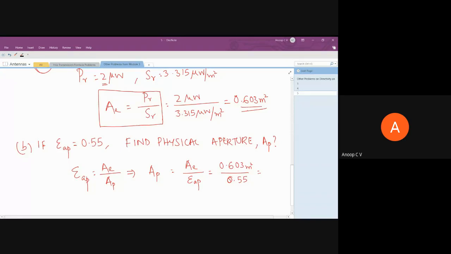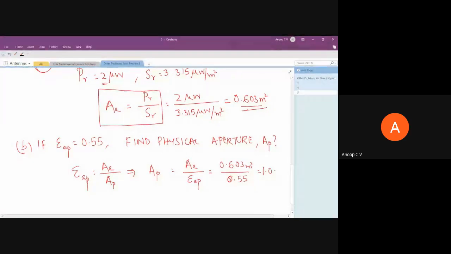0.3316? No, it cannot be. Physical aperture should be larger than effective aperture. In fact, it is 1.09. Why? Because effective aperture is 55% of the physical aperture. So physical aperture will be 0.603 divided by 0.55. So the answer is 1.09 meter square. Right, it is 1.09 meter square.